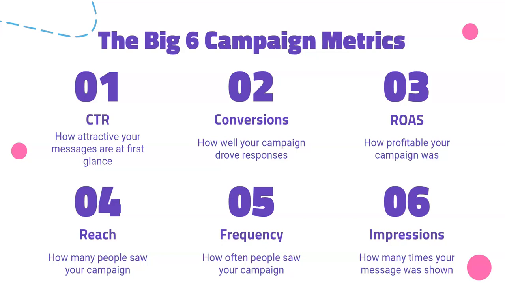Number four is reach. That looks at how many people saw your campaign. Five is frequency, a little bit less useful metric. That looks at how often people saw your campaign. And finally, we have possibly one of the less effective metrics, which is impressions, and that looks at simply how many times your message was shown.